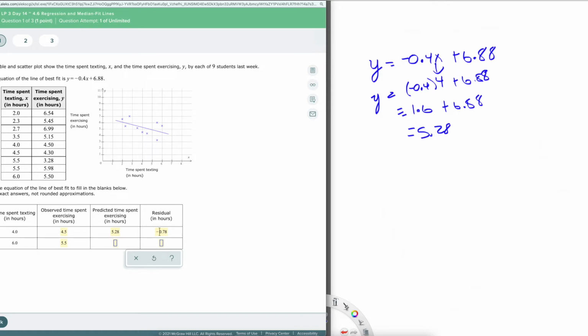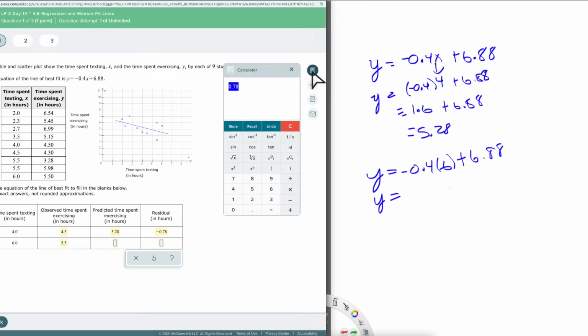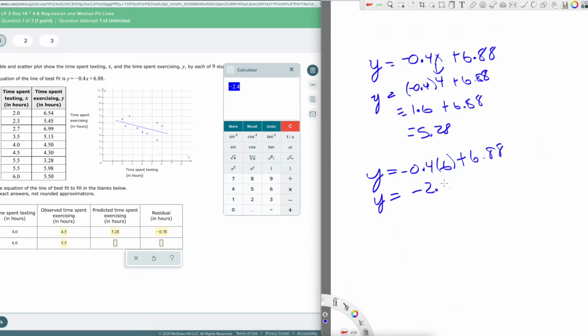All right, so for the next one, we're going to do the same thing. We're going to go y equals negative 0.4, but instead of 4.5, sorry, not 4.5, 6 instead of 4. So we're going to predict the amount of time we think they should have exercised based on this. So let's go back to our calculator, and we have negative 0.4. Oops, still had other stuff in there. Negative 0.4 times 6. So we're going to take 2.4 hours away from the kind of cap there.